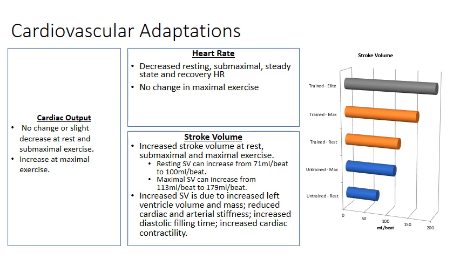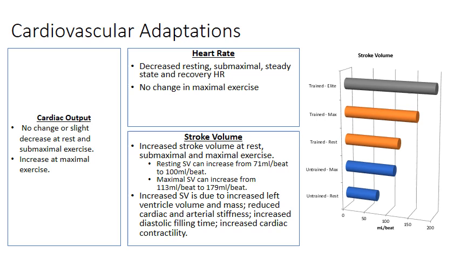Our next set of cardiovascular adaptations essentially all link back to cardiac output, I suppose. So if you remember from earlier in the unit, cardiac output is the result of your heart rate times your stroke volume, so that's the amount of blood pumped around your body per minute.